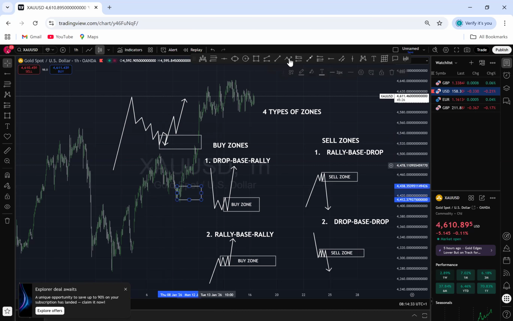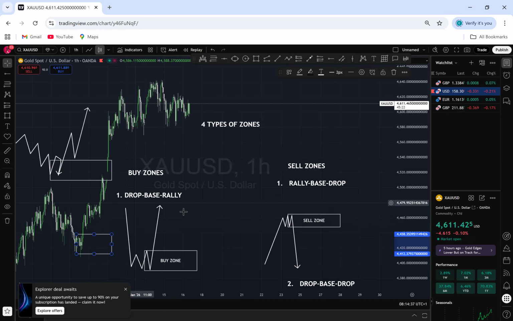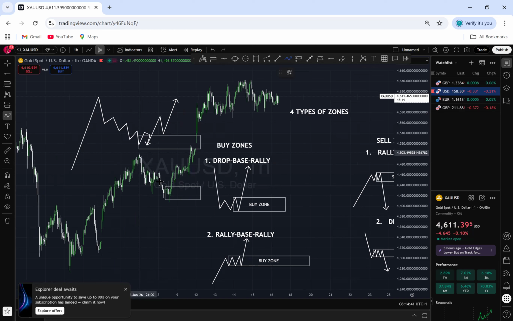You have a drop, a base, and then a rally. Now this is your buy zone. So all you need to validate this buy zone is your liquidity, and then you're expecting price to drop into the zone, right?